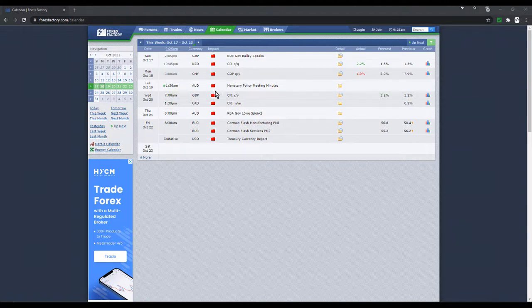What news have we got today? Nothing high priority actually. We've had some news out from China at 3 a.m. and that's it until the early hours of tomorrow, which is from Australia, the monetary policy meeting minutes. So just look out for that. These are UK times, don't forget.